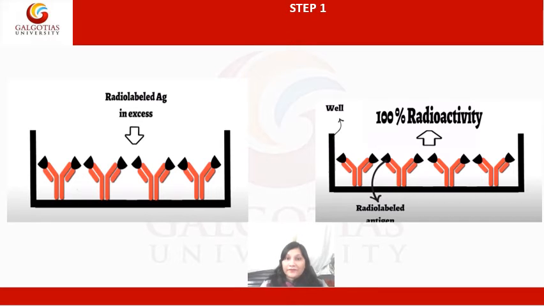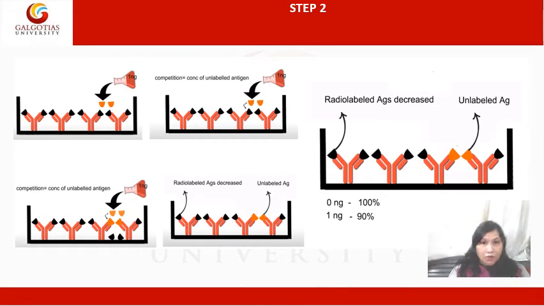Coated with what? Coated with radio labeled antigen. Now this microtiter plate will have 100% radioactivity. This is the first step of RIA. Now what we will do is add a 1 nanogram solution of unlabeled antigen to this microtiter plate that has 100% radioactivity. What will happen?